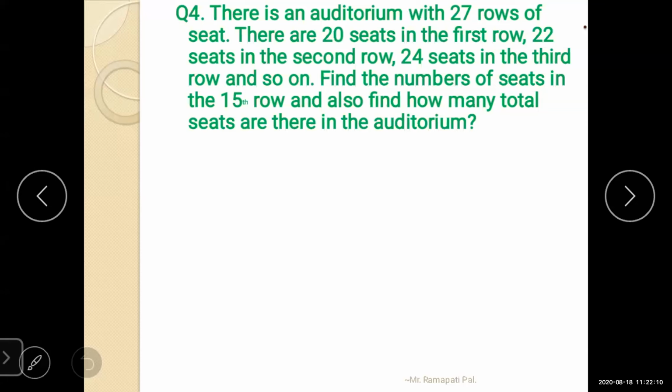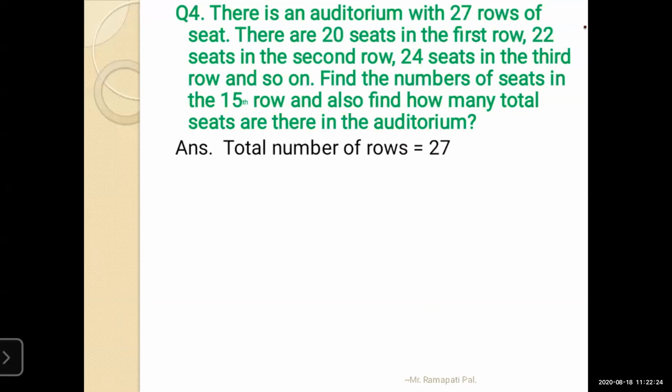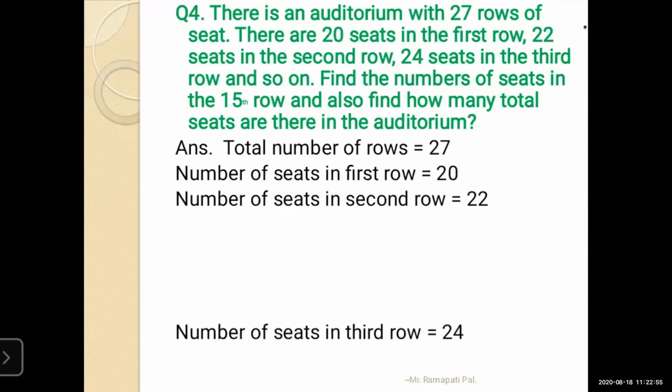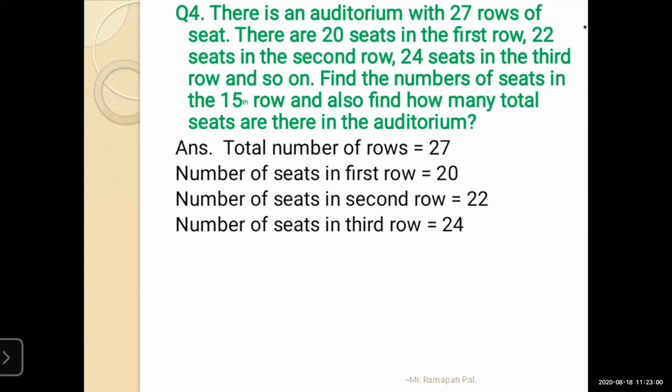So let's see the question. How many rows are present now? Tell me fast. 27, Sanskriti. Correct. Total number of rows, 27. Number of seats in the first row? Kushi, it is not 22, it is 20. Correct? Now, number of seats in the second row? Yes, 22. Number of seats in the third row, 24, correct? So total number of seats is 20 plus 22 plus 24 plus up to the 27th row. So what do we know from this? We know what is A, what is D, and what do we know?